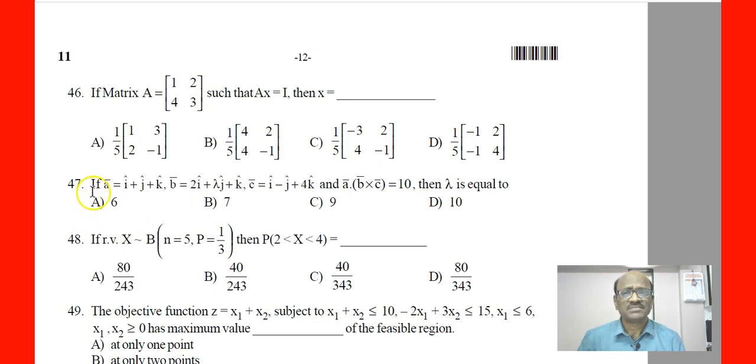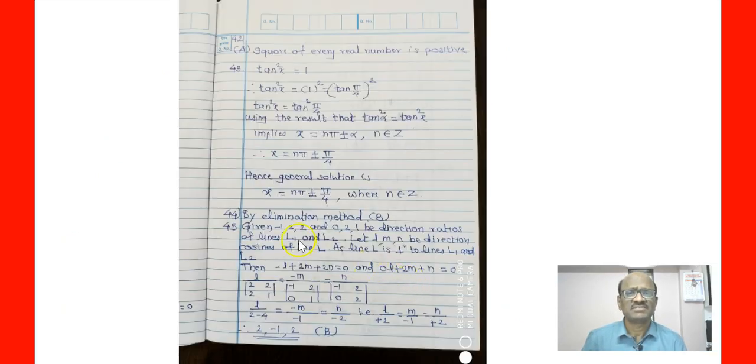Now the next question. If A bar is equal to i cap, j cap, k cap, B bar is equal to 2i plus lambda j plus k bar, and C bar is equal to i cap minus j cap plus k cap, and the box product, that is A bar dot (B bar plus C bar), is equal to 10, then the value of lambda is equal to? We will solve this equation.